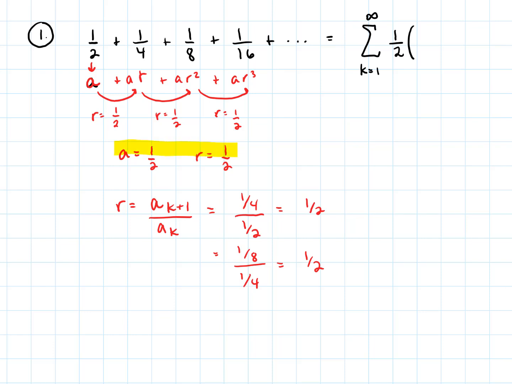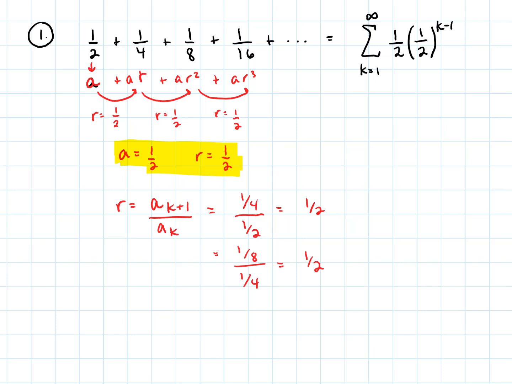You can look for the patterns, or you can look at the ratio of the terms: look for the first term in the series, and then just look for the ratio of the terms, or look for the patterns as you're writing out the series. But either way, we've got a times, and then we end up with that common ratio, 1/2 to the k minus 1.